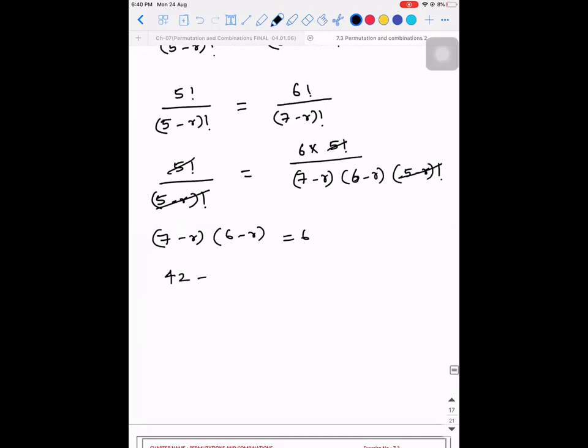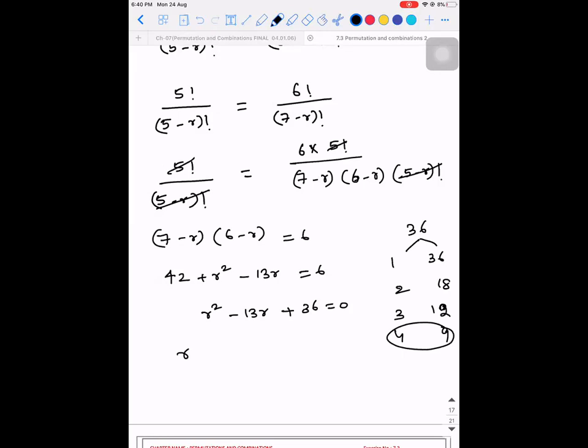So you will have 42 plus r square minus 13r is equal to 6. So r square minus 13r plus 36 equal to 0. So how to factorize? What are the factors of 36? 1, 36, 2, 18, 3, 12, 4, 9. So which one matches? 4 and 9. So r square minus 9r minus 4r plus 36 equal to 0. When you factorize, you will get (r minus 9) into (r minus 4) is 0. r is equal to 4 or 9.